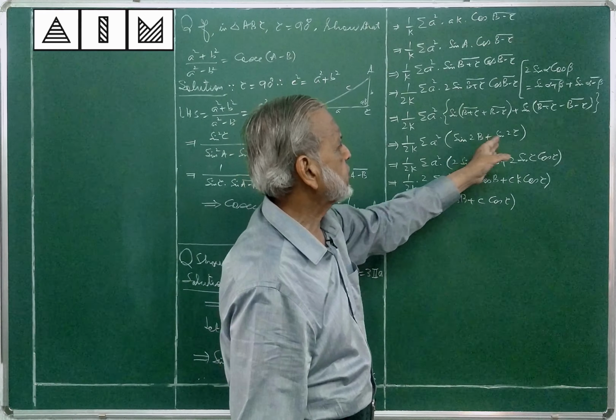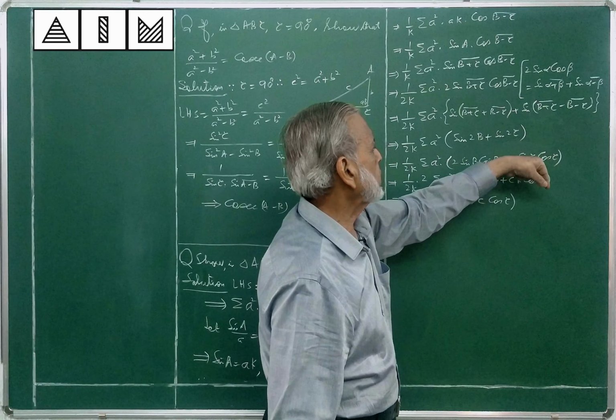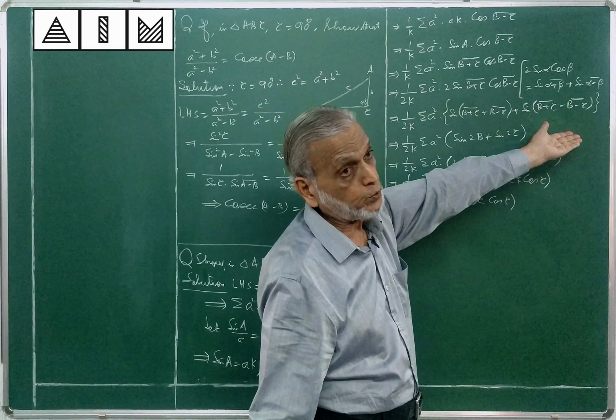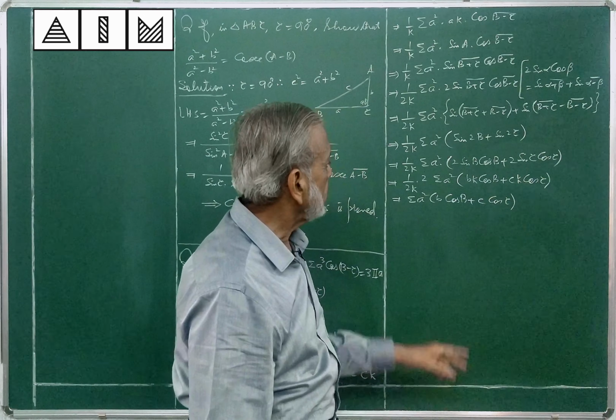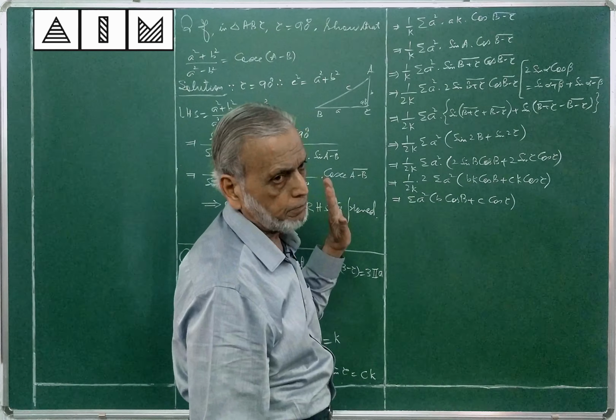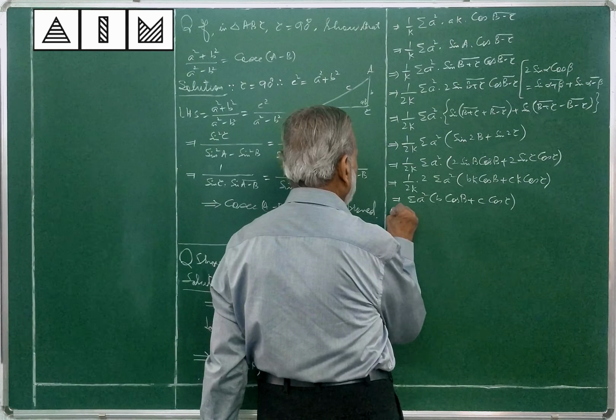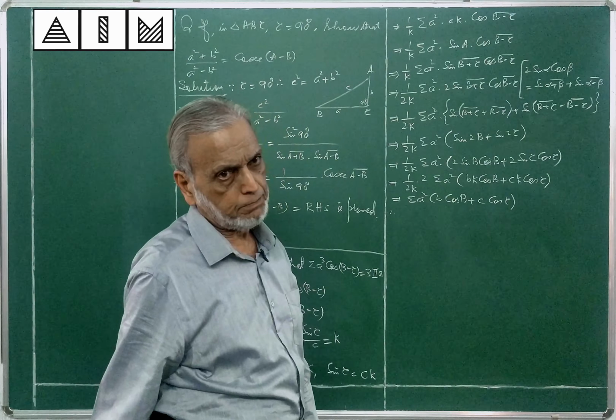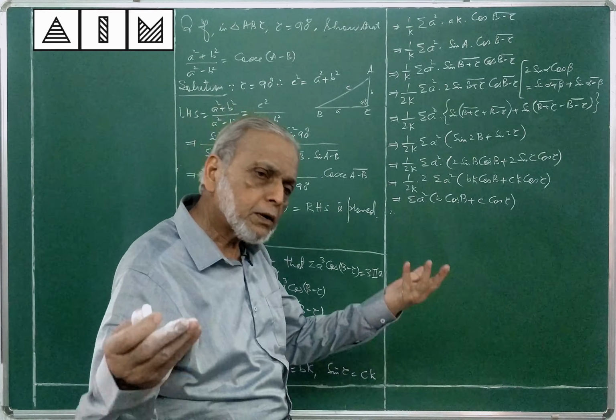Once again you can write sin 2B plus sin 2C, again b square sin 2C plus sin 2A, etc. But I am not doing all that. I am keeping sigma as it is, making full utilization of sigma. Now time has come to remove sigma. How to remove sigma? Concentrate here.